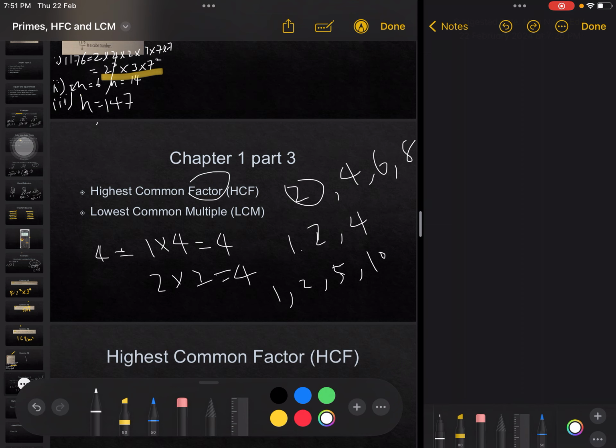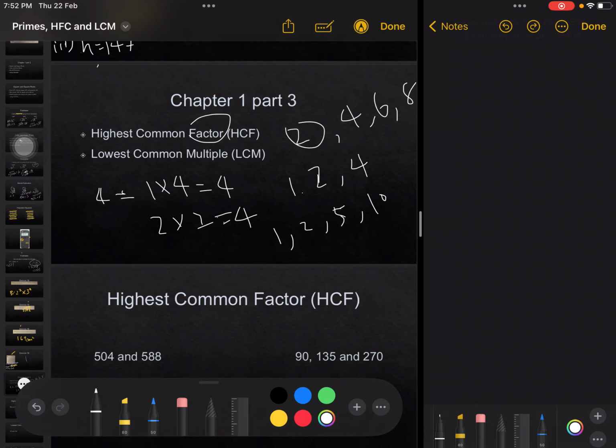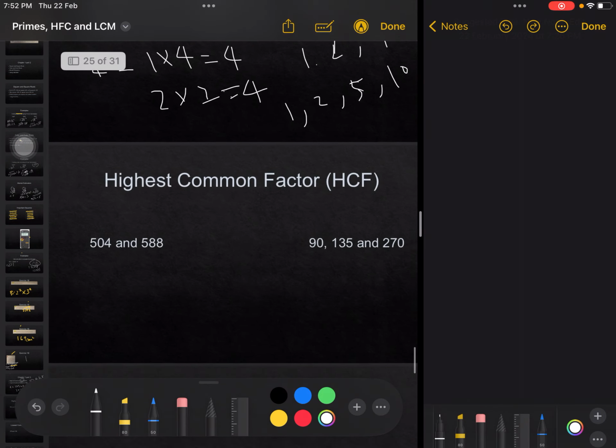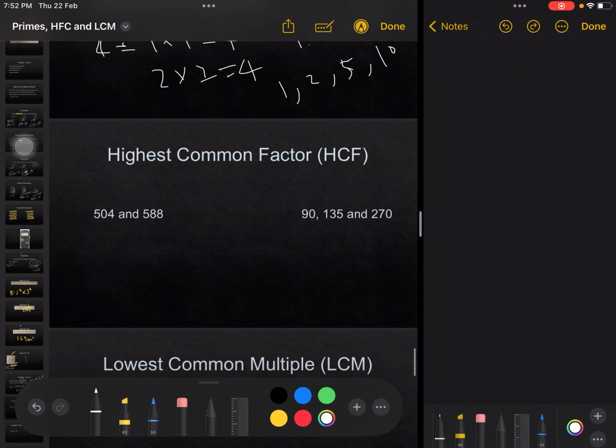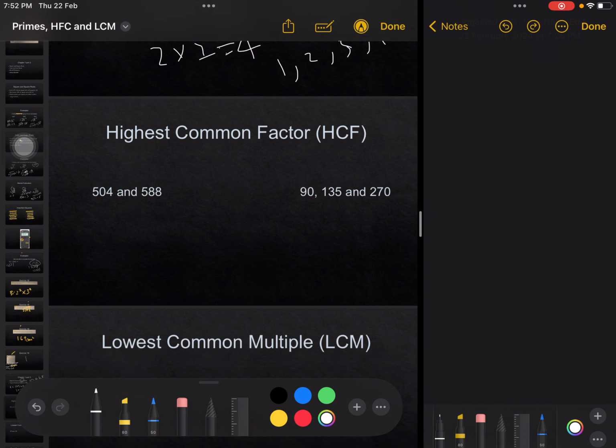So today we will learn how to use prime factorization to find out the highest common factor as well as the lowest common multiple between different numbers. Here I have 2 examples. How do we find out the highest common factor for these 2 examples? Before we do this, we need to learn how to do prime factorization. So let's recap, how do we do prime factorization?